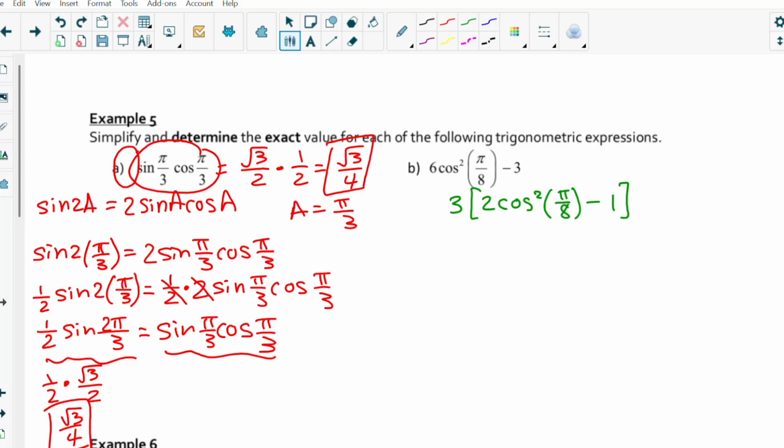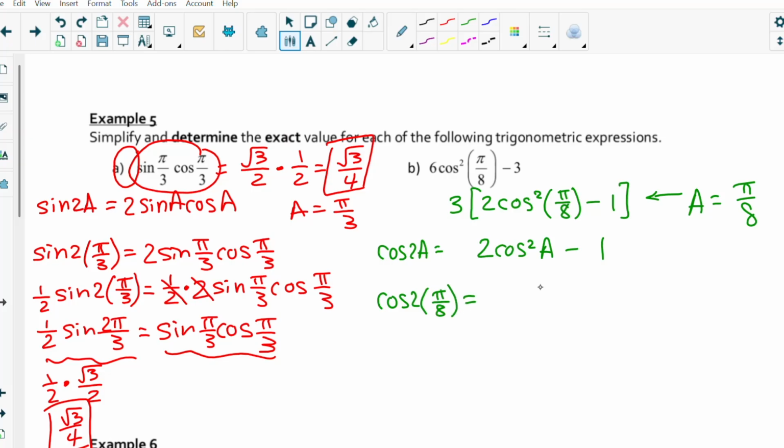All right, so I know that cosine of 2a equals 2 cosine squared of a minus 1. That's my cosine double angle identity. But I want to make it look like this ultimately. So I'm going to say a equals pi over 8. So if I plug in pi over 8, I have 2 times cosine squared of pi over 8 minus 1.